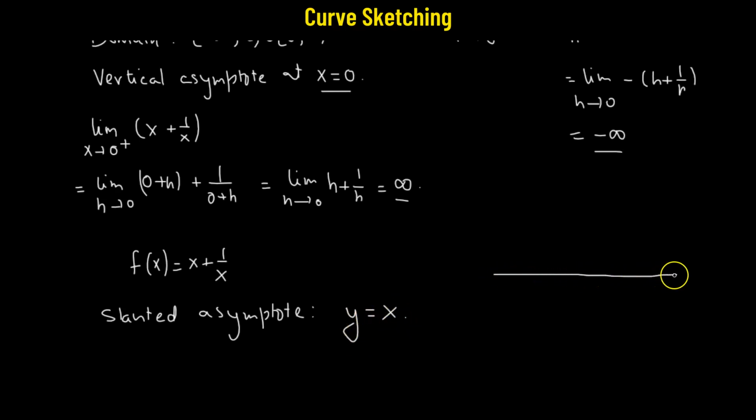So we have the x-axis and the y-axis. The y-axis is also the line x equals 0, which will be a vertical asymptote. And we have a slanted asymptote which passes through the origin. So this is the line y equals x. We'll have to use these two asymptotes to construct the graph.